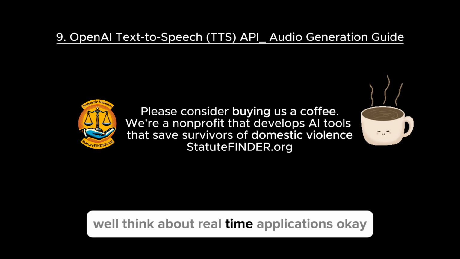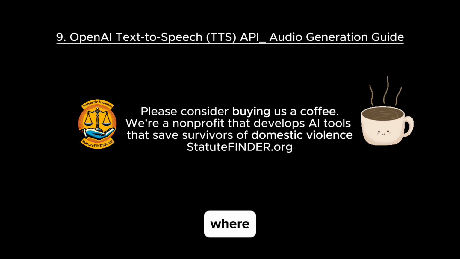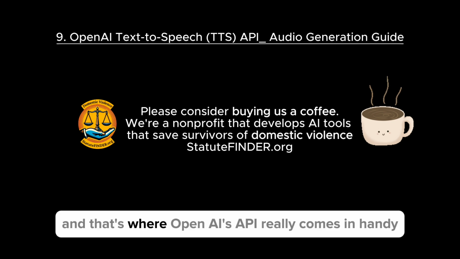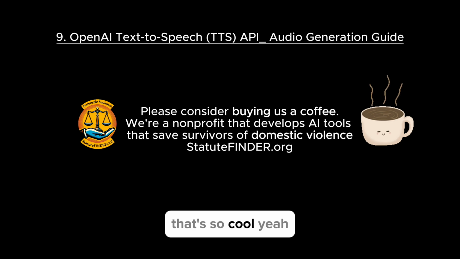What are the cool things going on? Well, think about real-time applications. You could create interactive tools or games where the audio feedback is adapting to what the user's doing. Wow. And that's where OpenAI's API really comes in handy because it has those real-time output capabilities. That's so cool. Yeah, it's really neat.